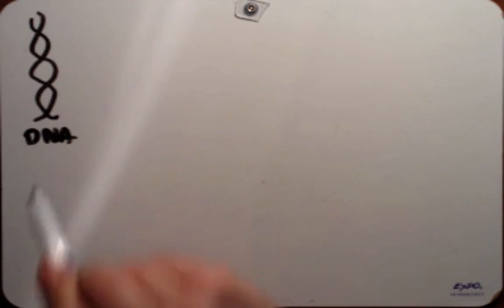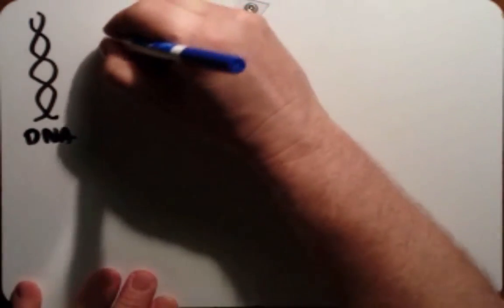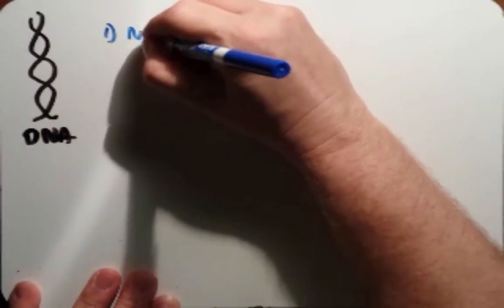Now to fully understand this structure of DNA, we need to understand the smallest component of DNA. And then that will help reveal what the entire macromolecule of DNA looks like and the rules that govern its shape. So the first thing we're going to want to do is talk about the nucleotide.